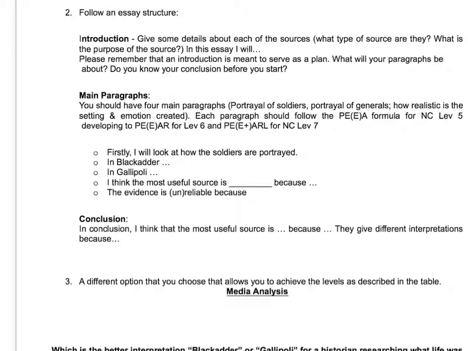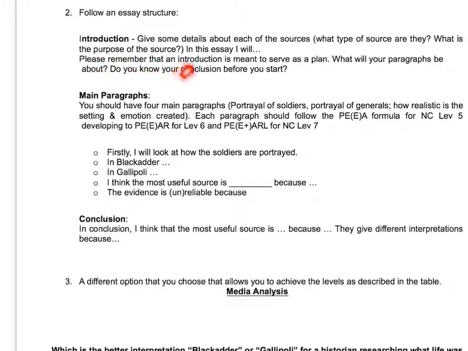Using this essay then, students should write the introduction. Give some idea about each of the sources. What type of source are they? What is the purpose of the source? Provide me with some kind of context. What exactly have you been doing in the work that you've been studying so far? One way in which you might start your essay is, "In this essay, I will." It isn't the way you have to start it, and I would be very grateful for variations on this theme.